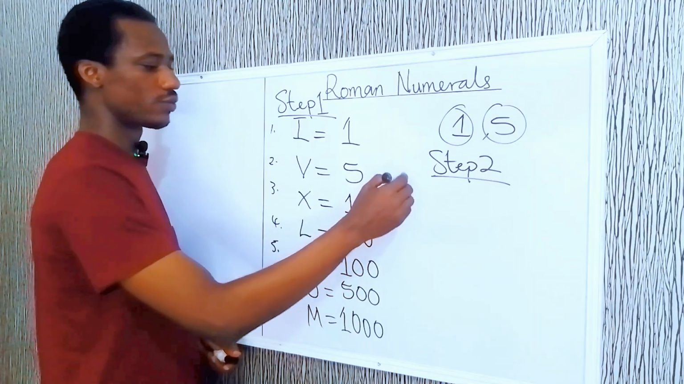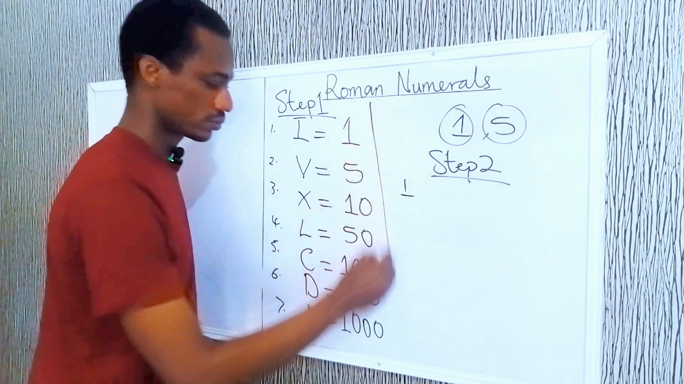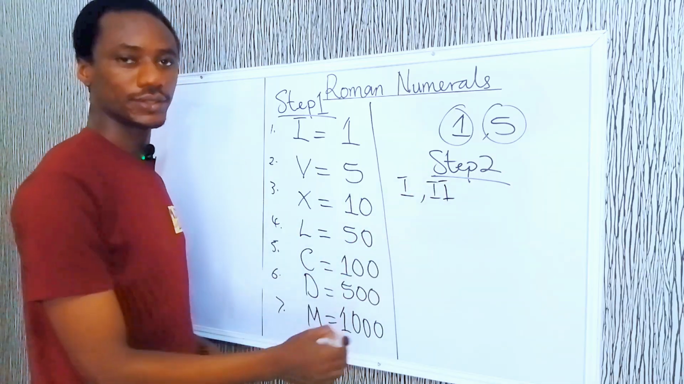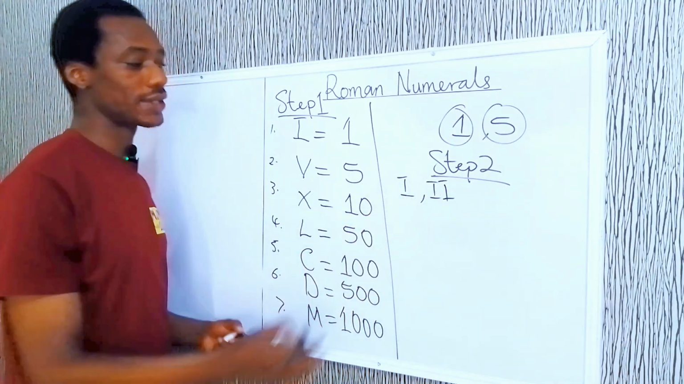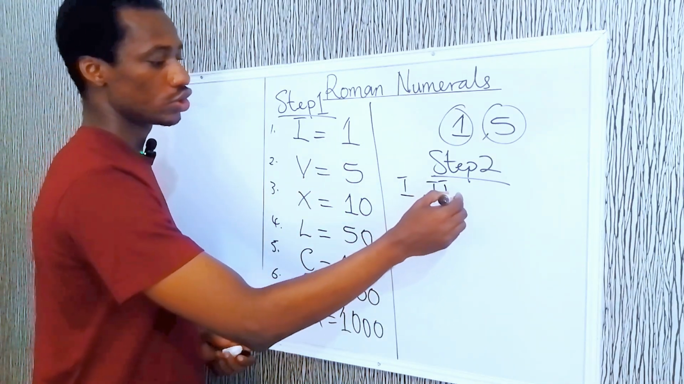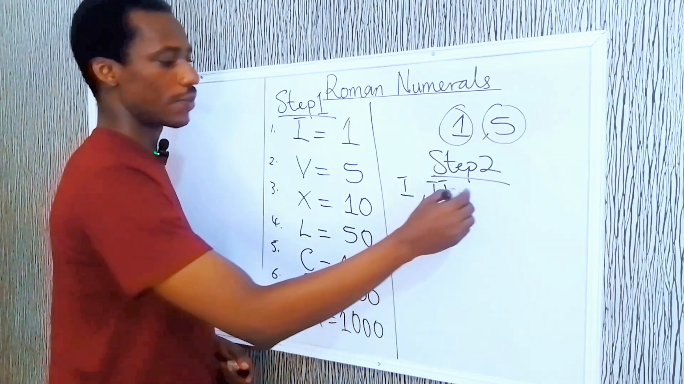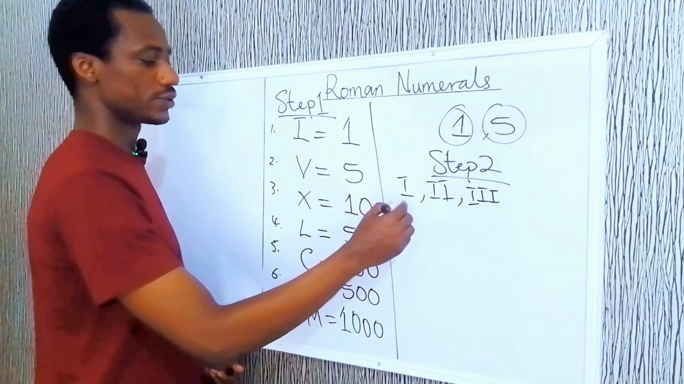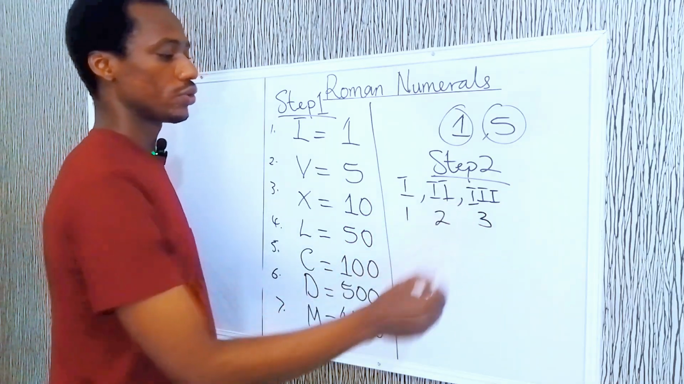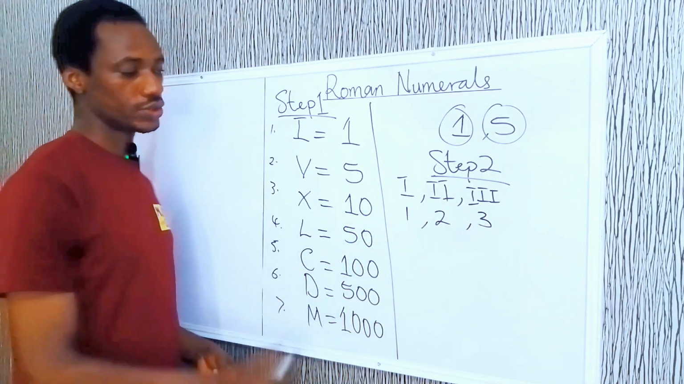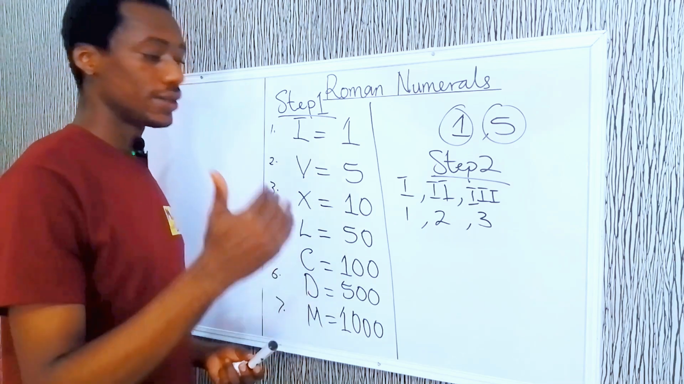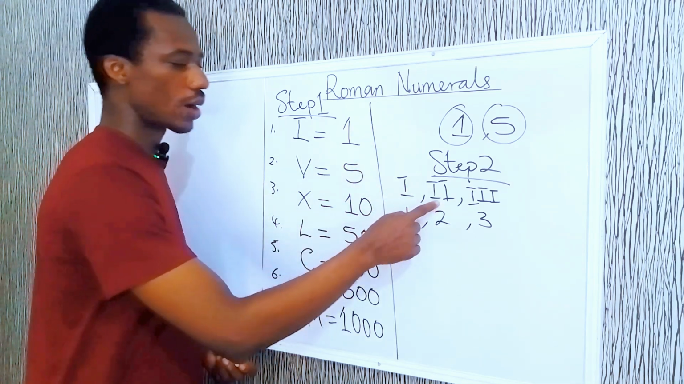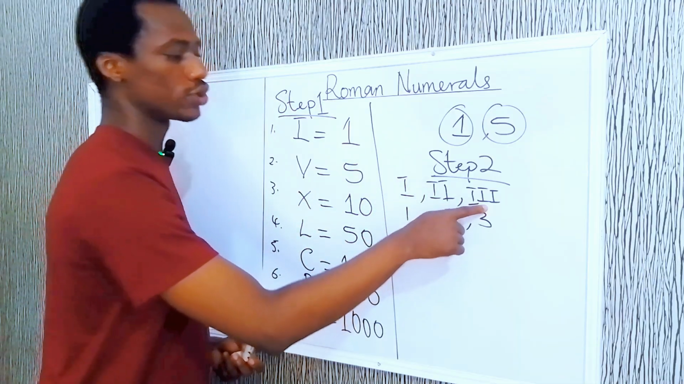So I have 1, this is I, so I put 1 and 1 together, that's 1 plus 1, which is 2. I put it together again, 1 plus 1 plus 1, and that's 3. So this is 1, 2, 3. When you put the same letter together, it is addition.